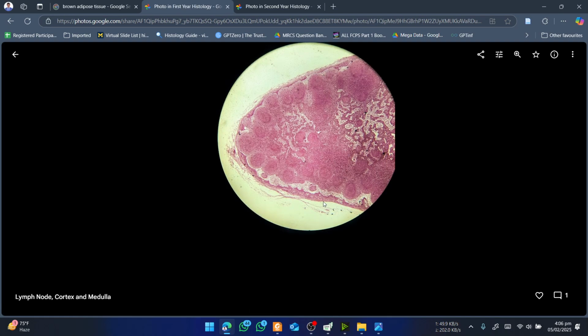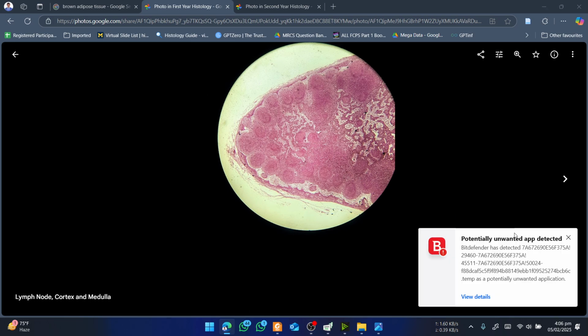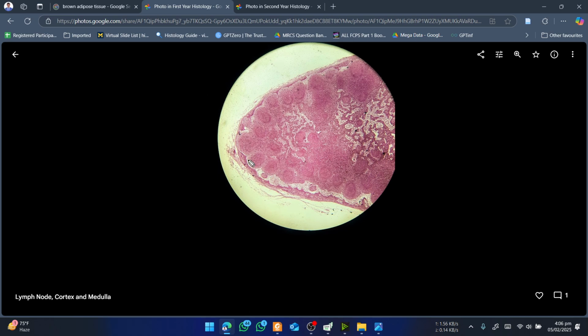You will see capsule that is in the periphery, and you will see these lymphoid nodules that are present below the capsule. And the solid areas, these are medullary cords, and these empty areas, these are sinuses. So medullary cords and sinuses you will be seeing there.